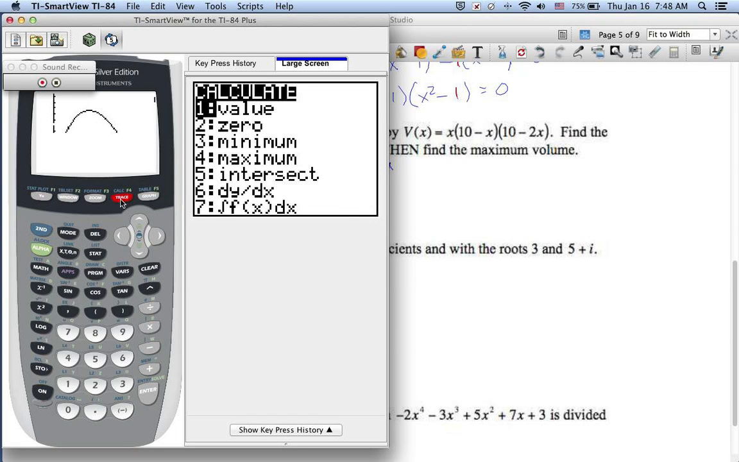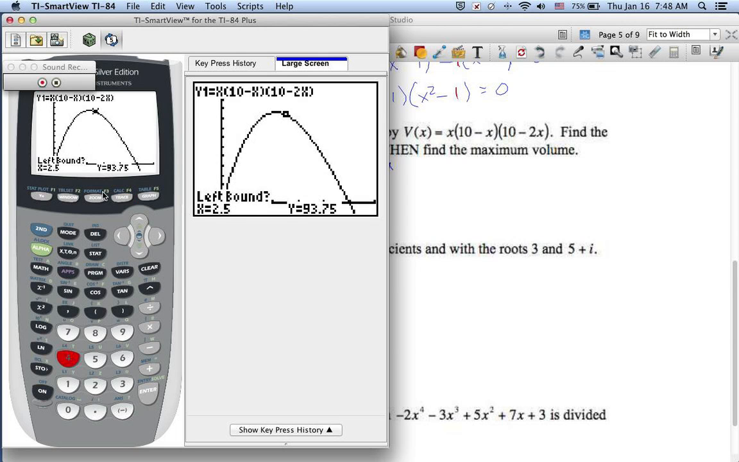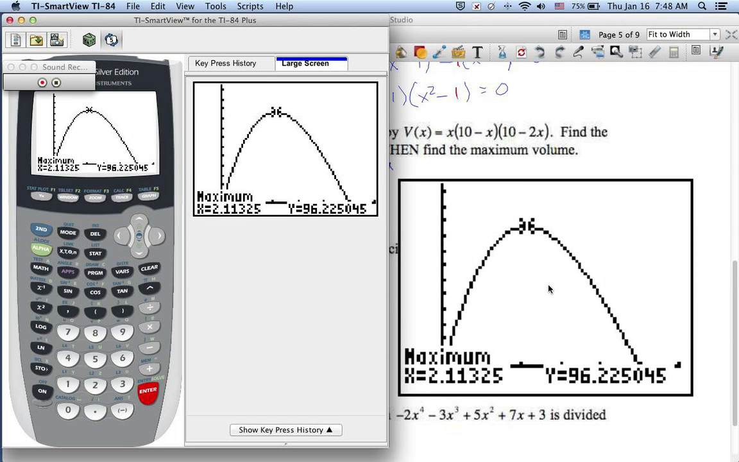Second calc. My maximum value is number 4. Left bound, so that says go to the left of the maximum. Enter. Now go right bound, right of the maximum. Enter. And guess somewhere in between. Enter. And there's our answer, 96.225045.